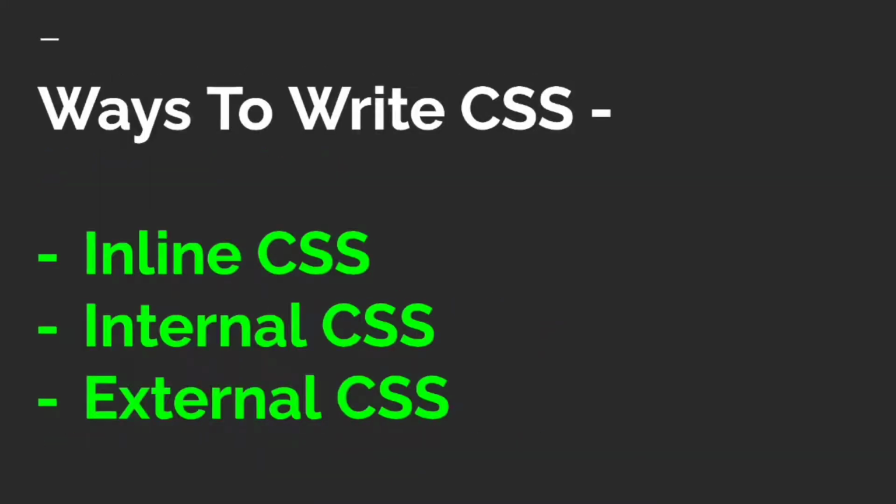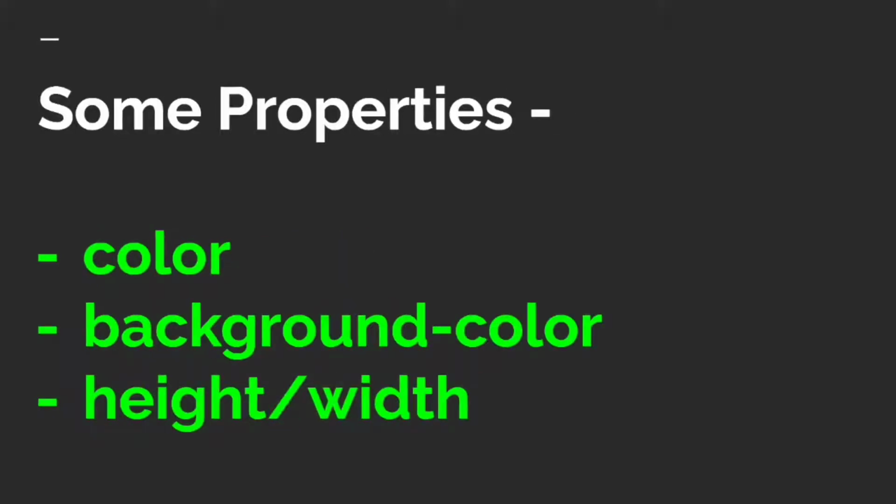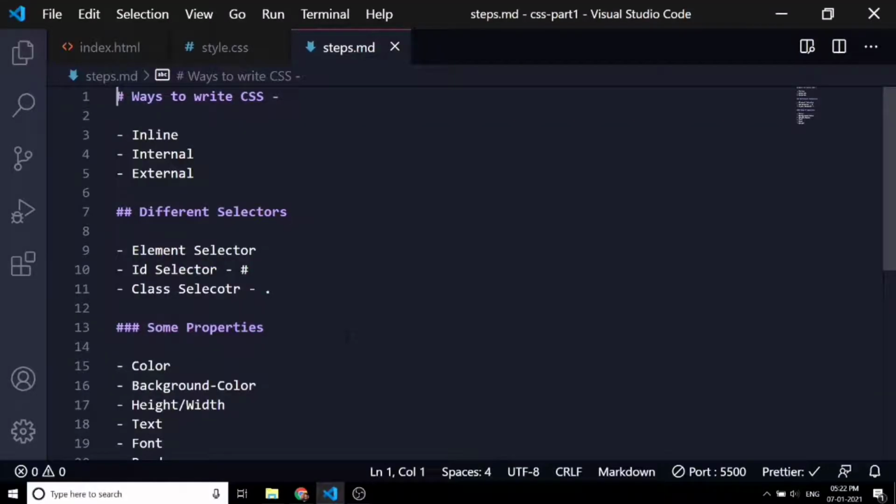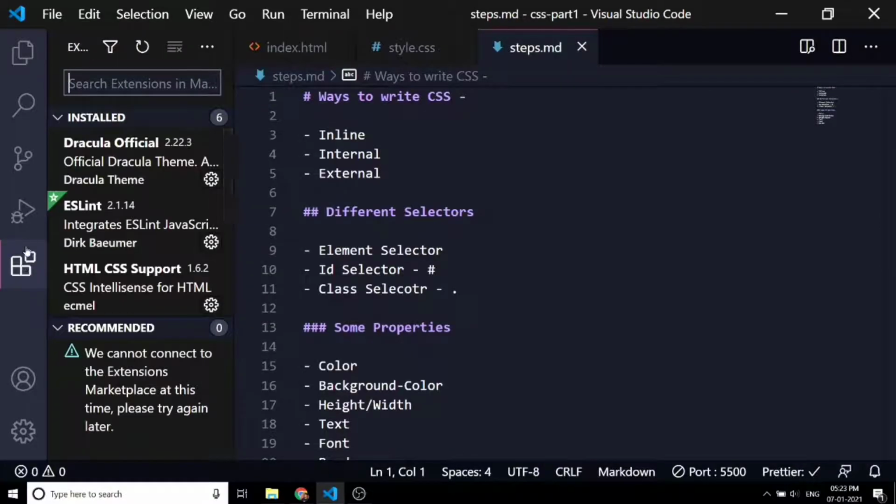Firstly, we'll see what the different ways to write CSS are, and then we'll talk about some of the properties of CSS. So let's start. As I said, we'll talk about all these in this video, and the text editor that I am using is Visual Studio Code, which is from Microsoft and is absolutely free. It comes with an awesome number of extensions that you can use. Like, I'm using one called Prettier, and I'll show how it works later.